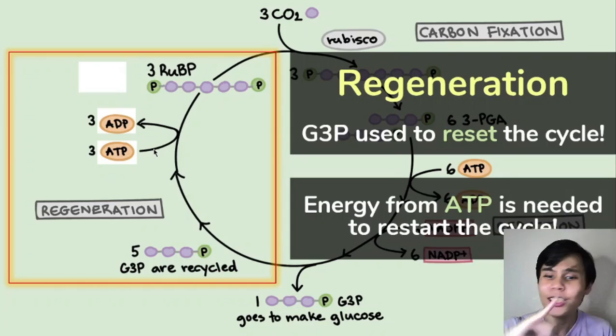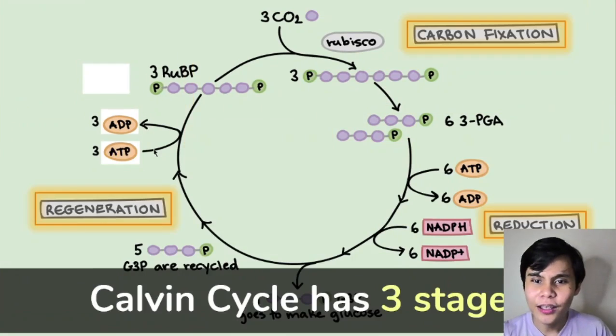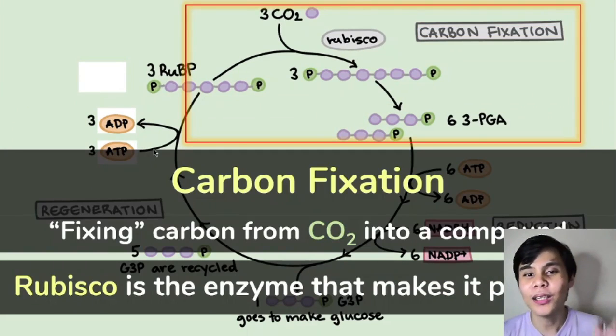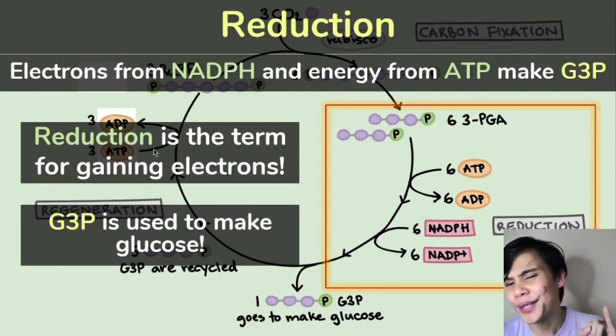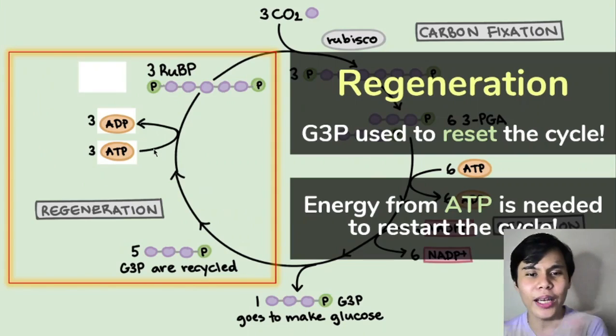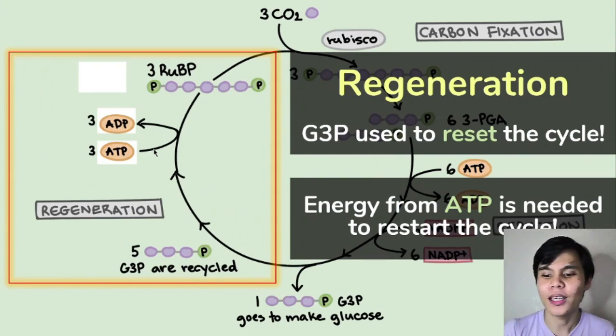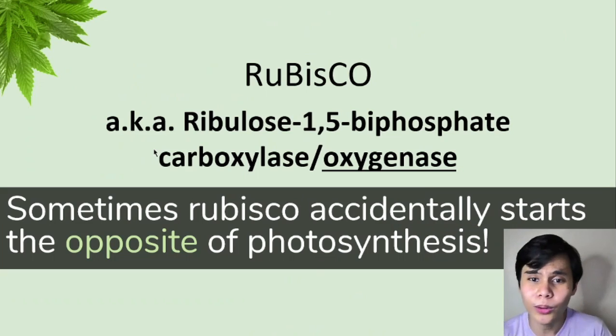So again, carbon fixation, add some carbon dioxide to your carbon compound. Reduction, you add electron energy. And regeneration, we're just resetting the cycle. Right? So the product here is G3P, which is used to make glucose.